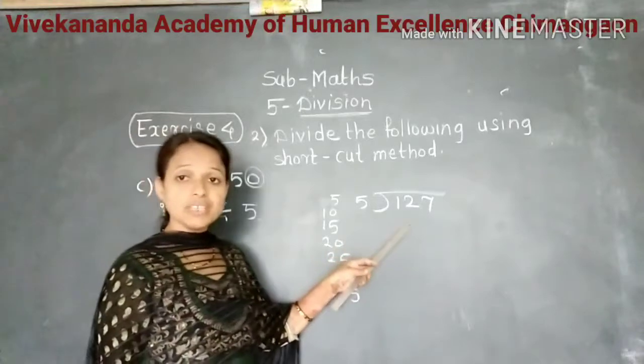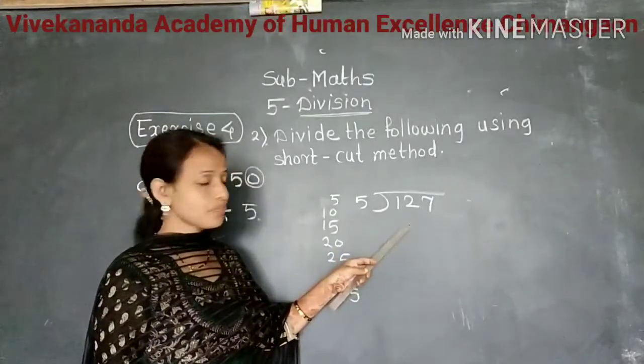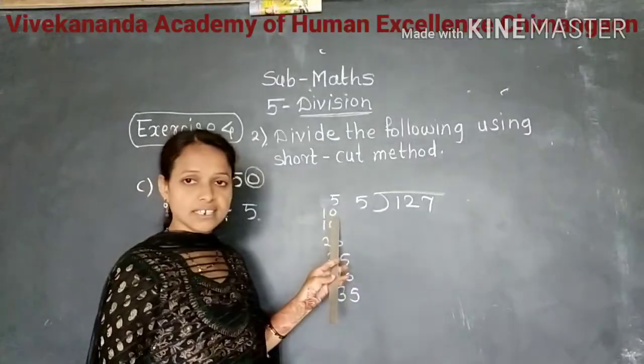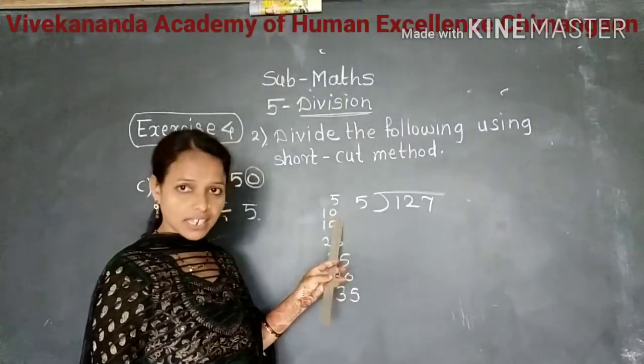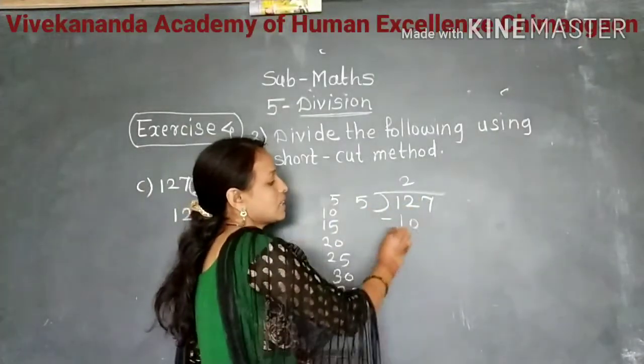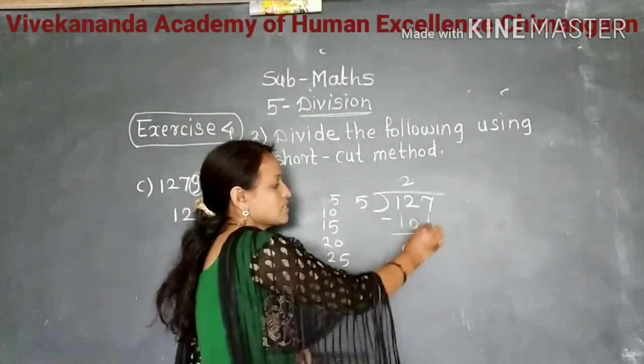Now here we will choose the first two digits, 12. 12 is not a multiple of 5, so take the multiple less than 12, which is 10. 5 twos are 10, so the quotient digit will be 2. 5 twos are 10.